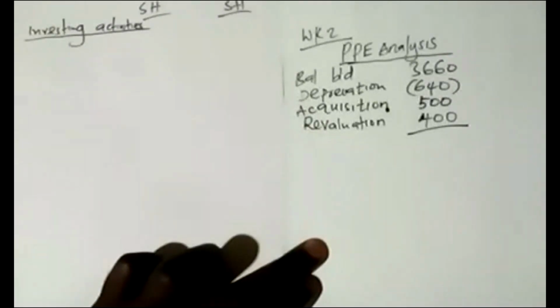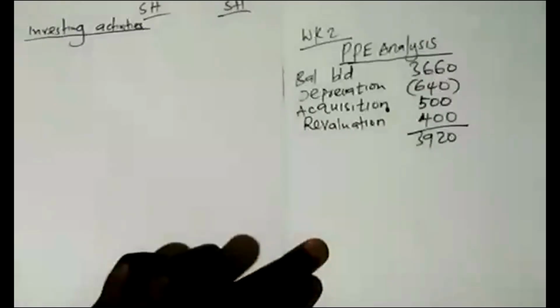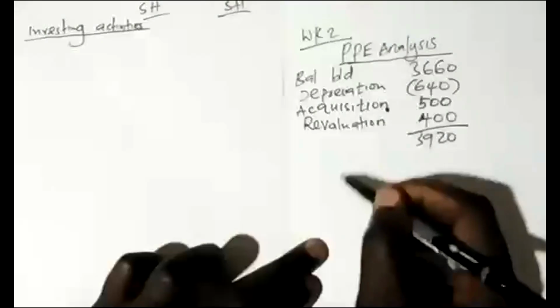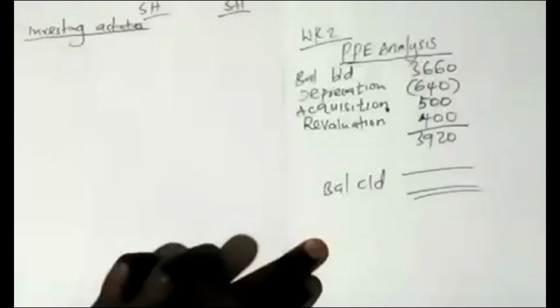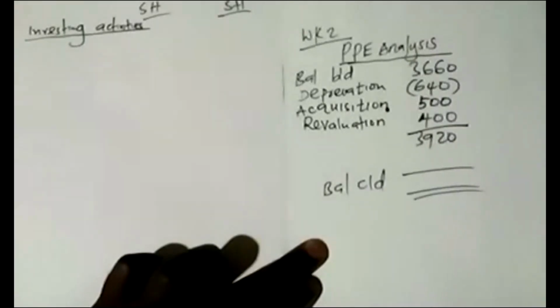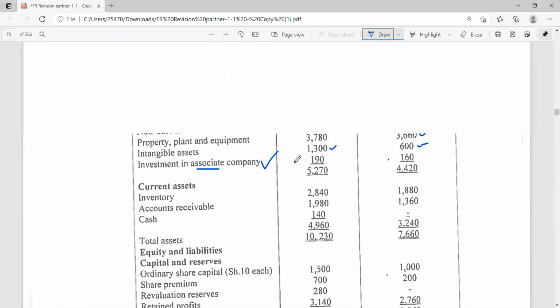So you say your answer there is 3660, you minus 640. You add your 500, you add your 400. So you are getting 3920. Then you skip one line and say balance carried down. So balance carried down, that is the figure for 2013, concerning this property, plant, and equipment.